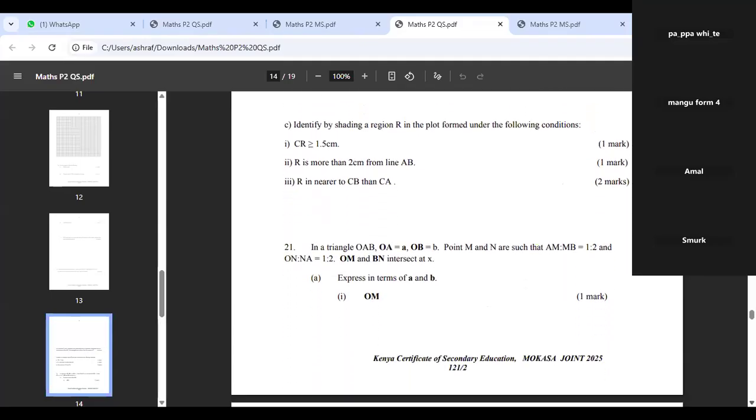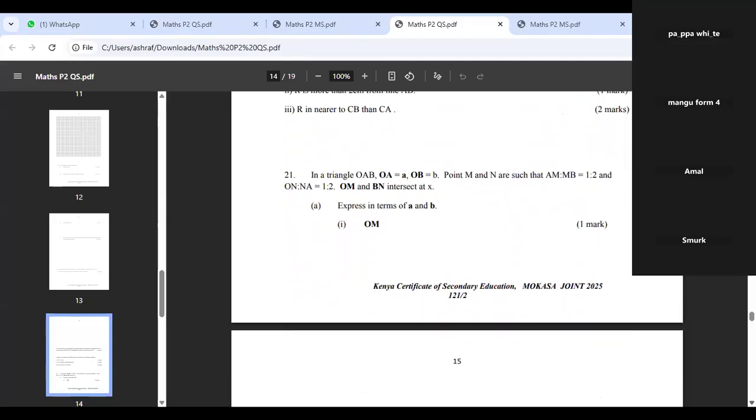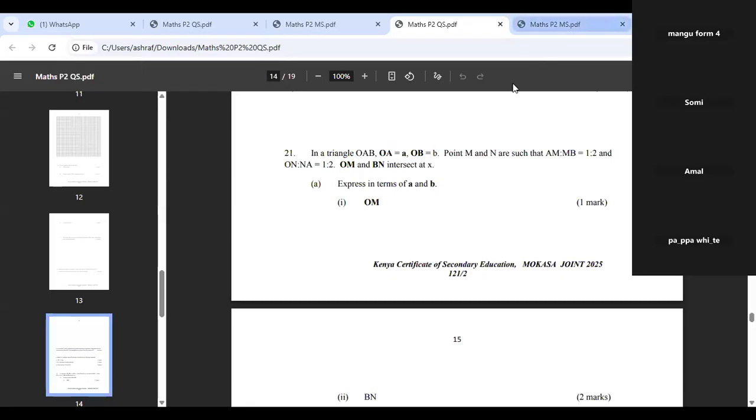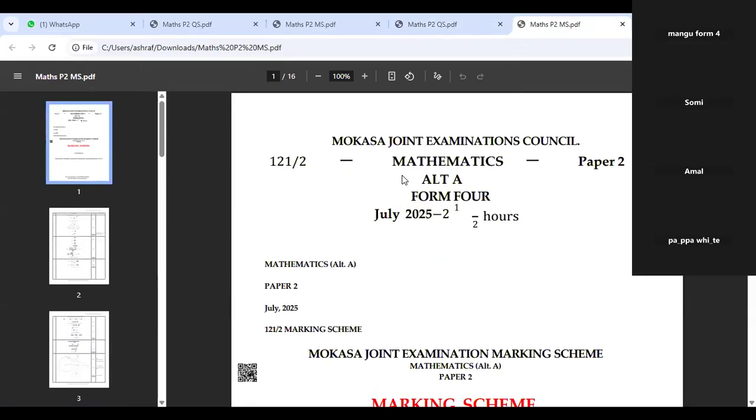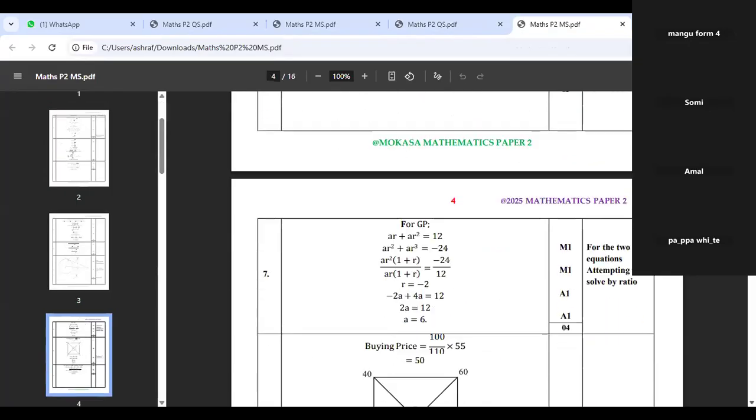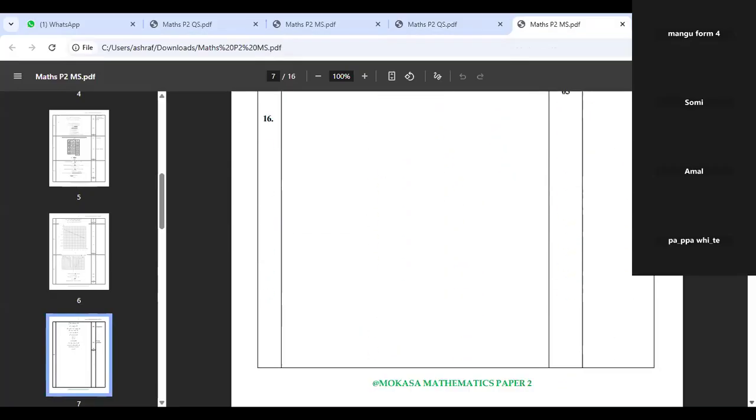You can see the question paper. Yes. Okay, so the next question, number 21, is vectors. So before we go to that one, let me just share the marking scheme so that you are able to see it. Yes. Okay, so let me just find the question so that you see the diagram, the position of R.